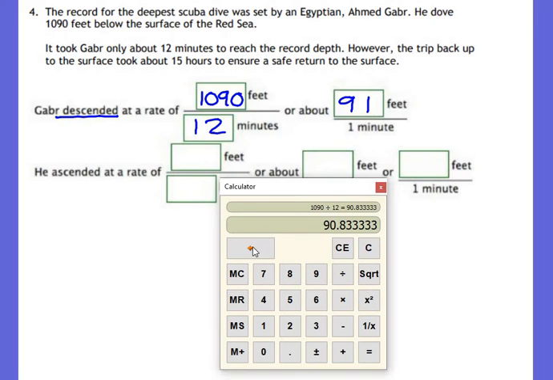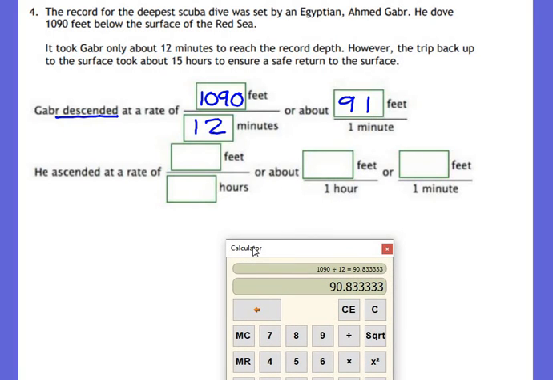Now let's look at how fast he ascended, went up. So how many feet does he need to go up? 1,000. Same distance, I hope. How many hours did it take him? 15. We want to look at the unit rate per hour.